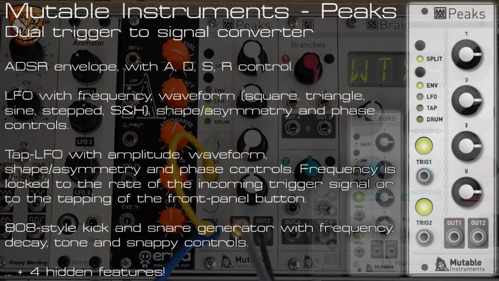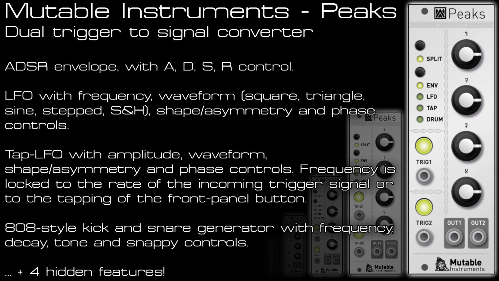So like the other Mutable Instruments modules that I've got, it's a massively feature-packed module that offers way more than I'd imagined, with envelopes, LFOs, intelligent clocked LFOs, drums, and the 4 hidden modes, which is the step sequencer, trigger delay and repeater, trigger stream randomizer, and some further drum sounds. It does a lot in quite a small and really simple to use package.